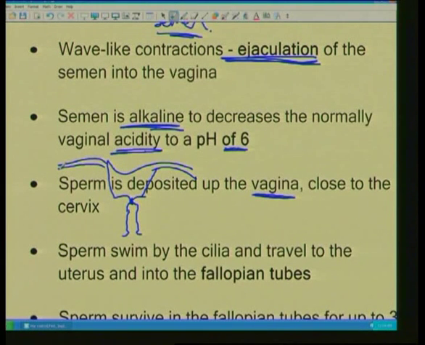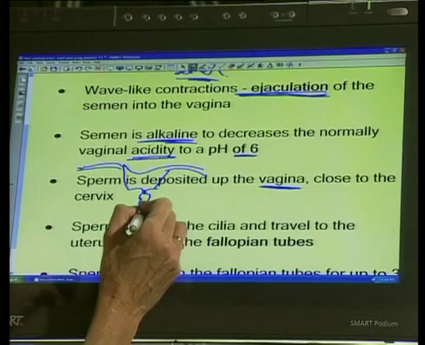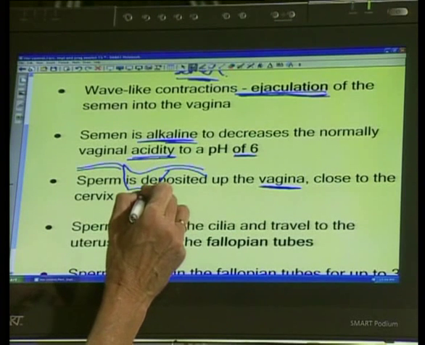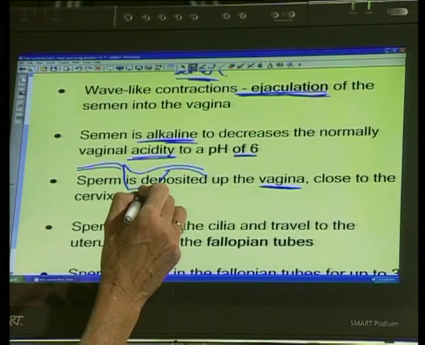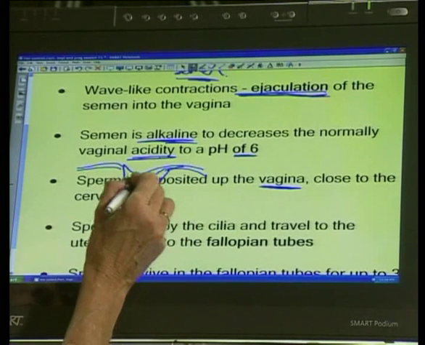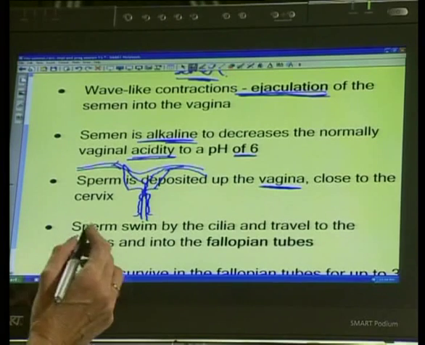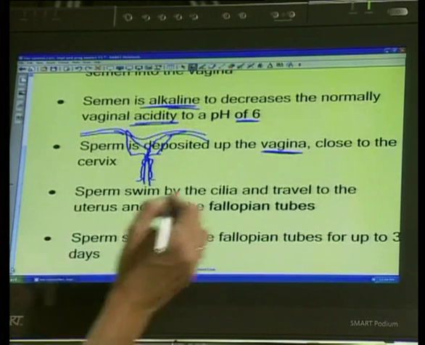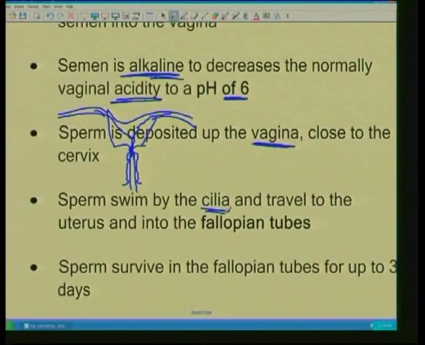So here, we want the penis to go into the female's vagina, and when the male ejaculates, that sperm doesn't have a long way to go to get through the cervix, into the uterus, and up to the fallopian tubes. All right, the sperm swim by means of cilia, and they travel to the uterus and into the fallopian tubes right there. And that is where fertilization happens.